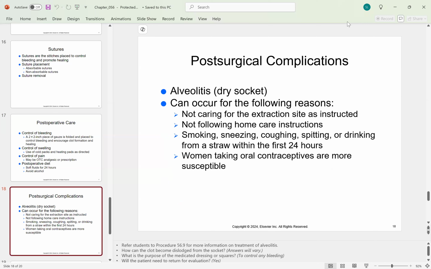Knowing about alveolitis, this is dry socket. This can occur when we're not caring for the extraction site. If the patient isn't following the home care instructions, we want to make sure that they have no negative suction in the oral cavity, including smoking, sneezing, coughing, spitting, drinking from a straw. And then we want to also warn women who are taking oral contraceptives.